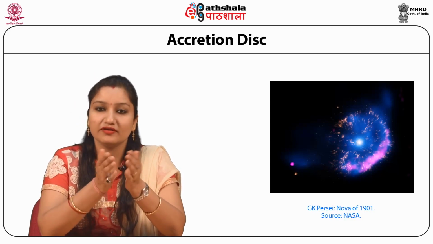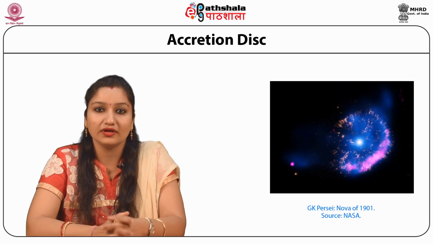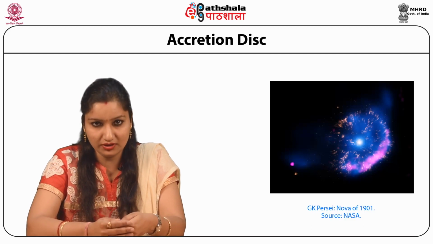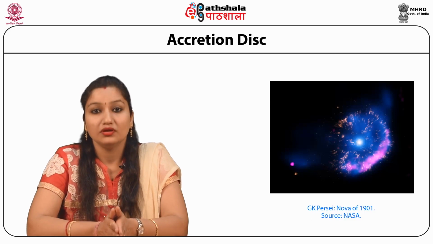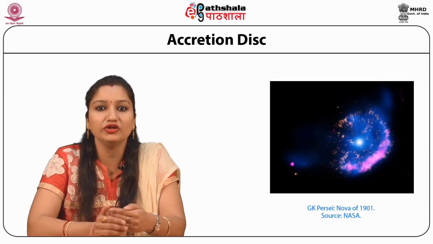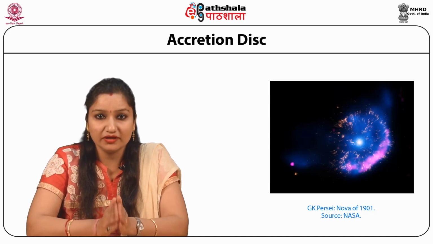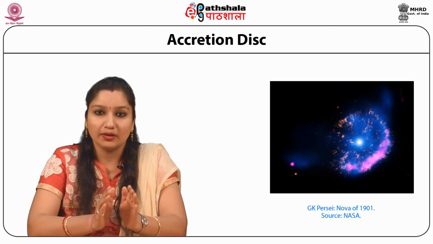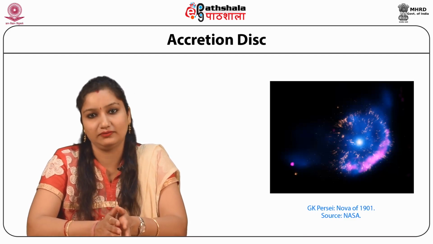If the compact object is a white dwarf, the heating of its atmosphere can cause a runaway nuclear reaction, generating a huge amount of energy which blows away the gases in its atmosphere. This explosion can cause brightness with luminosity of the order of 50,000 to 1 lakh units. The event appears like a new star and is called a nova. The brightness subsides gradually and eventually vanishes in a few months.